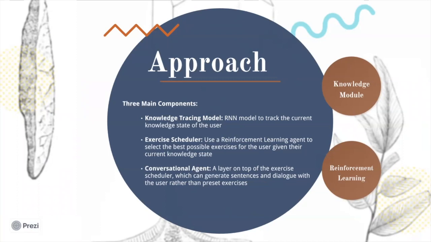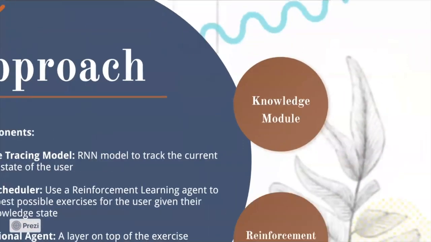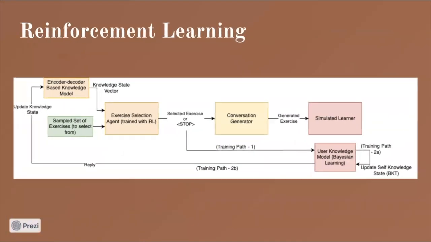Now let's dig a little deeper into the knowledge module. Our current implementation consists of an encoder-decoder architecture. The encoder takes as an input the user history and encodes it into a single hidden state. The hidden state is a representation of the current knowledge of the user. In the decoder, this hidden state is used along with the test set of exercises to predict the performance of the user on them.